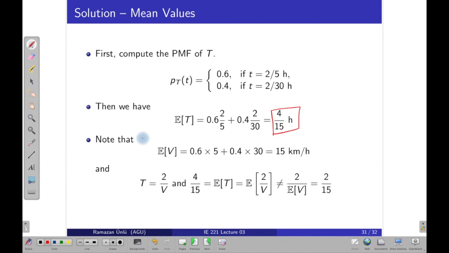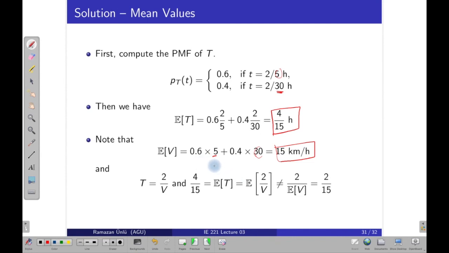And let's calculate the expected value of speed, so the v. In this case, we have the same probabilities. If the probability is 0.6, that means our speed is 5. And if the probability is 0.4, that means our speed is 30. It will give us the expected value of our speed: 15 kilometers per hour.